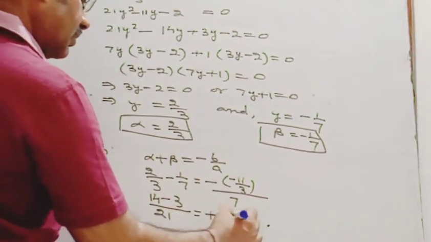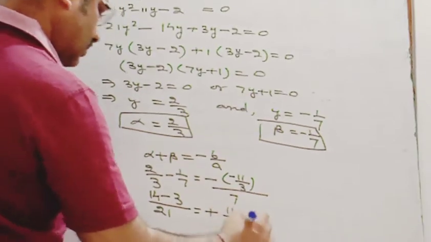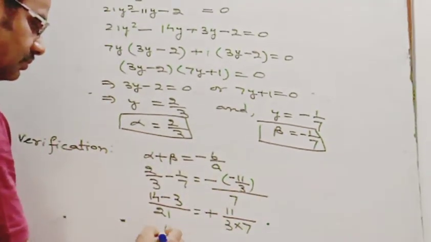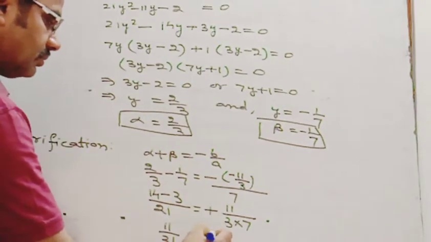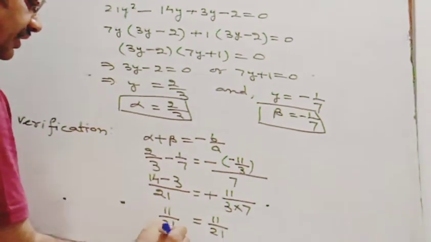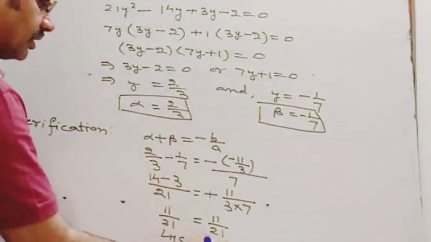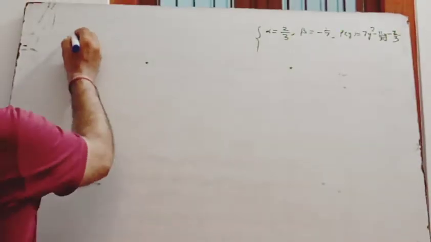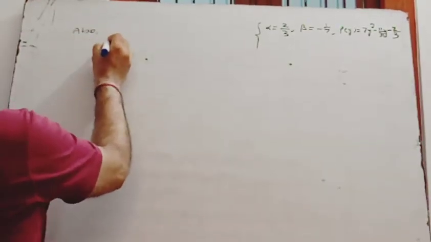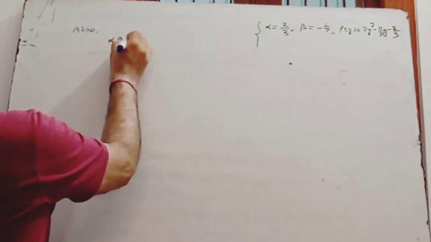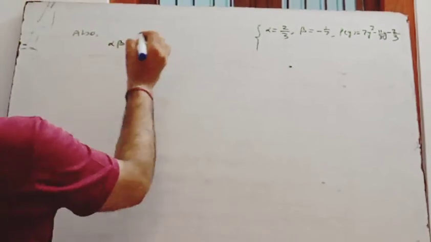Plus. Left hand side is equal to right hand side. Also, the product of zeros is equal to c by a.